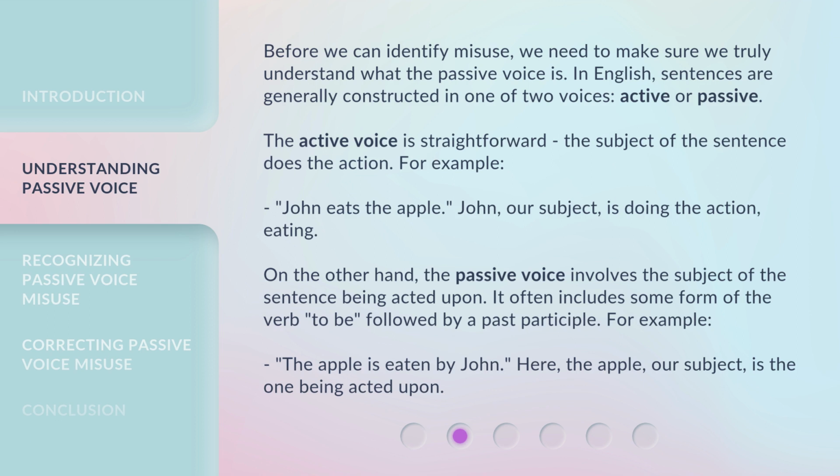On the other hand, the passive voice involves the subject of the sentence being acted upon. It often includes some form of the verb, to be, followed by a past participle. For example, the apple is eaten by John. Here, the apple, our subject, is the one being acted upon.